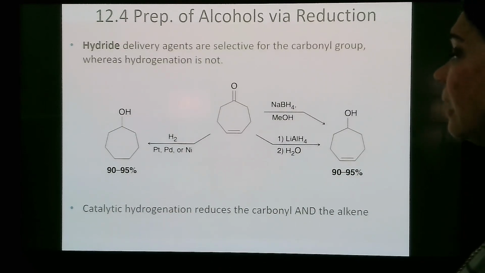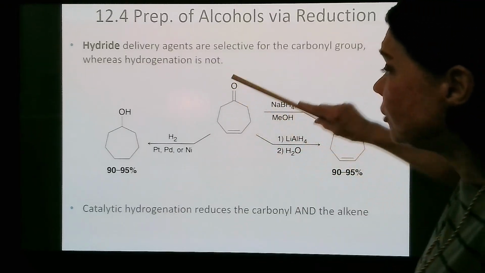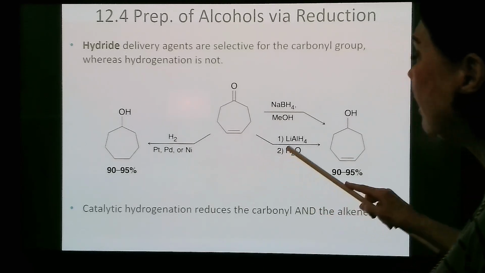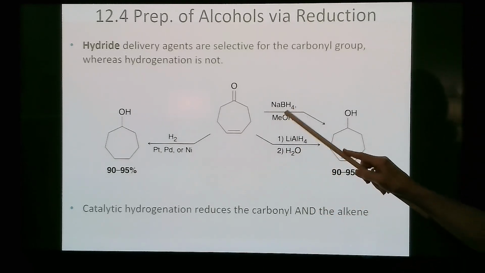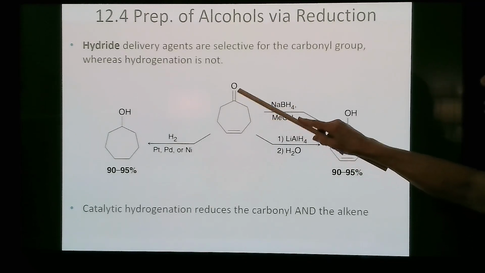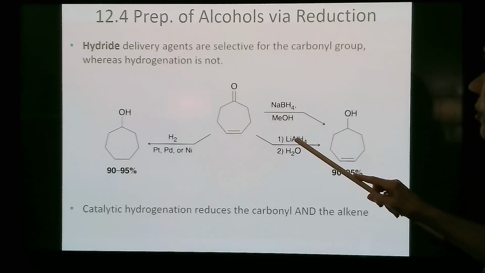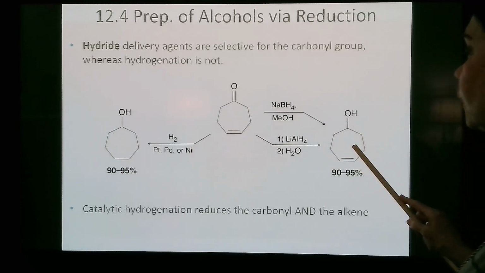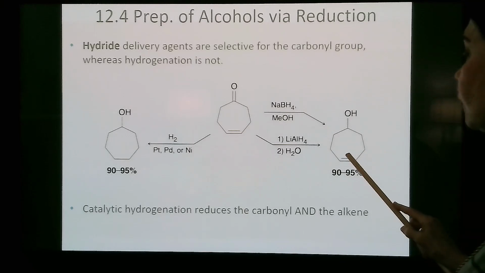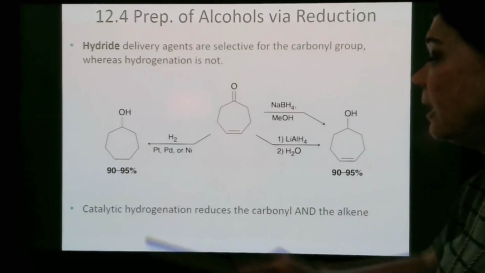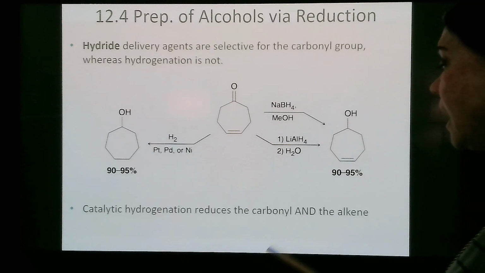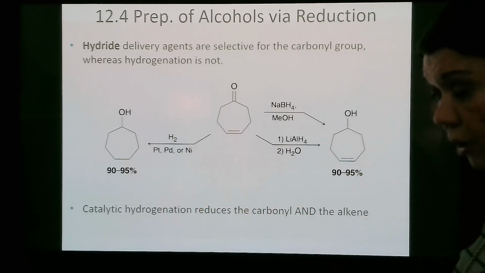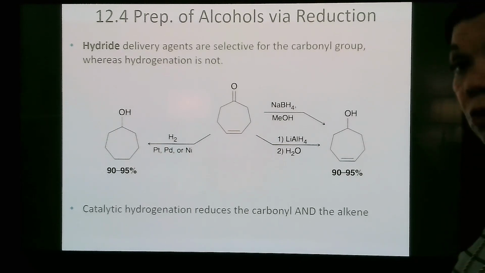Now you can see here's the catalytic hydrogenation. Notice that not only does it react with the carbonyl, but it also reacts with the double bond. However, the sodium borohydride hits only the carbonyl, as does the LAH, to give you the cycloalkenol. So here you have the double bond preserved, and there it is reacted. Both of these are in excellent yields. 90% yield is a great yield.